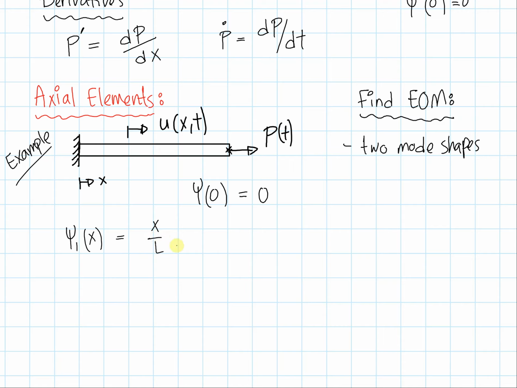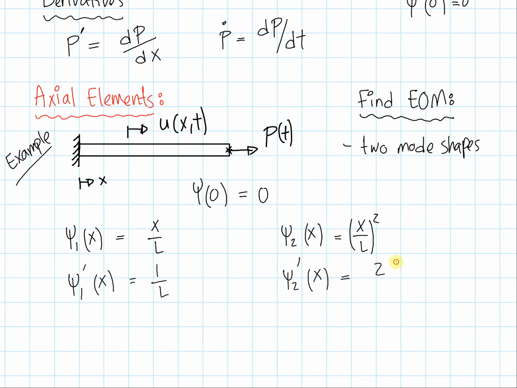The first one is x over L. The second one is x over L squared. I will take the derivatives of these with reference to x because we're going to use these later in the problem. So psi 1 prime of x is equal to 1 over L, and psi 2 prime of x is equal to 2x over L squared. Now we're going to take advantage of these and do some math with these later.